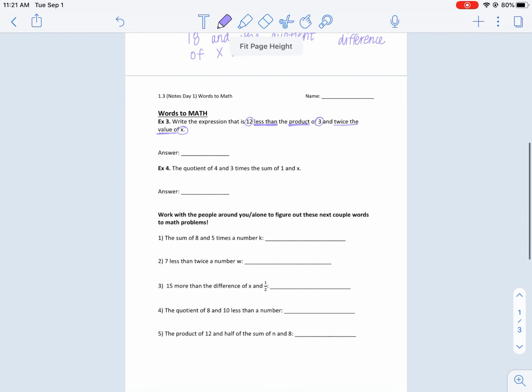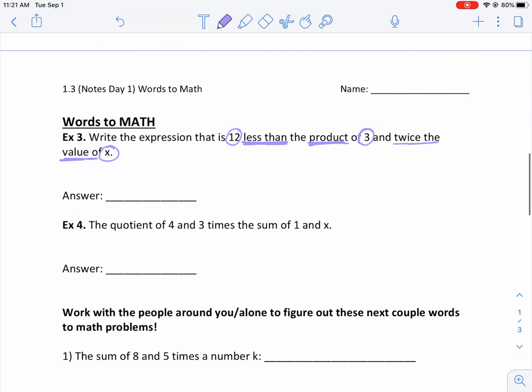So let's look at this example. I've got the product of 3 and twice the value of x. Let's start from the back end of the sentence and work basically from right to left. Twice the value of x, that's going to be 2x. And then I'm also going to have the product of 3 and that 2x. So I'm going to be multiplying that by 3.